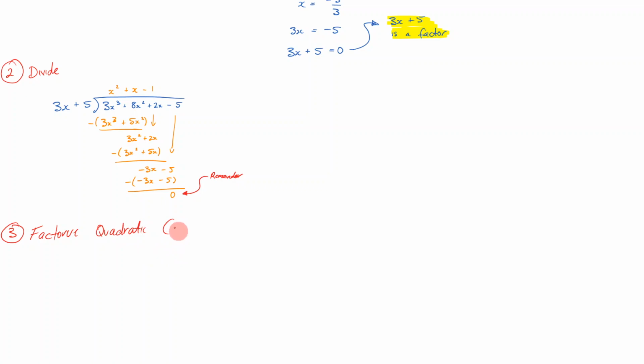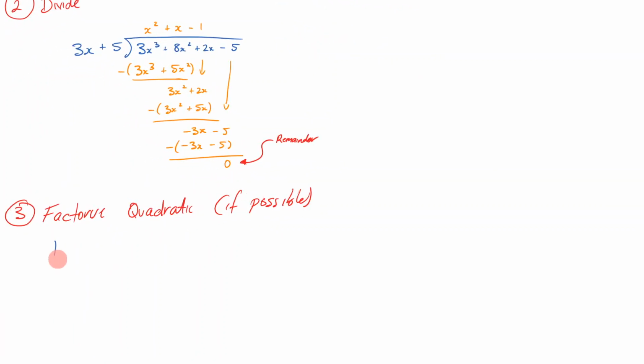And remember, this isn't always possible, so if possible. So remember, we know that p of x is going to be equal to our divisor, 3x plus 5, multiplied by the quotient, which is going to be x squared plus x minus 1.